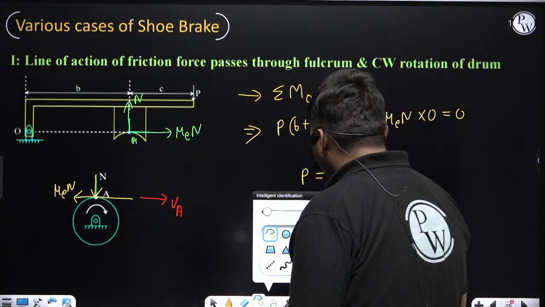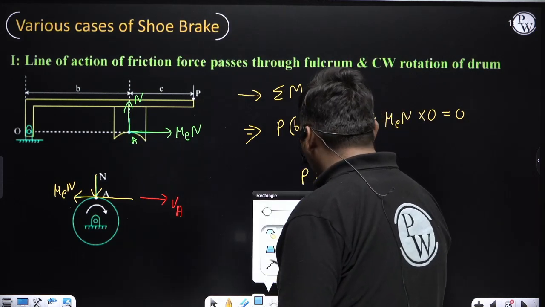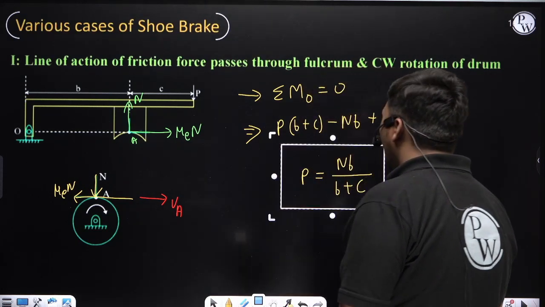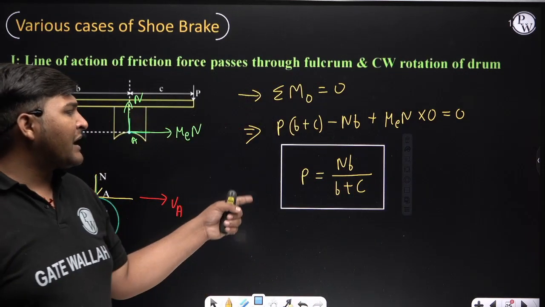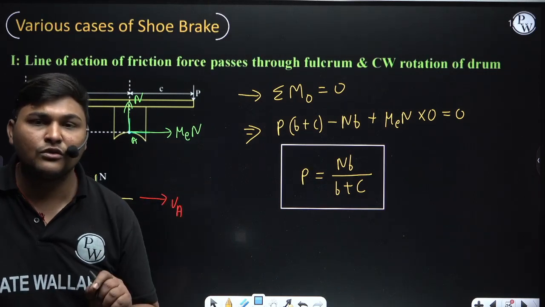Now, you need not remember this relation. Whenever you analyze the free body diagram of the lever, you write the equation of net moment about the fulcrum equal to 0, and automatically this equation will come. But from this equation, can I conclude whether this brake is a self-energizing brake or not? Yes, you can conclude. How?